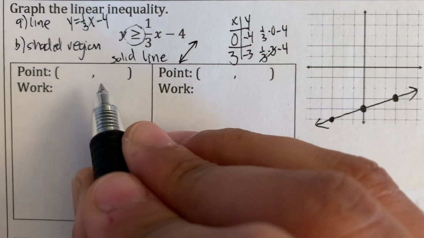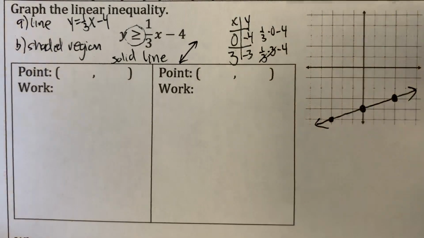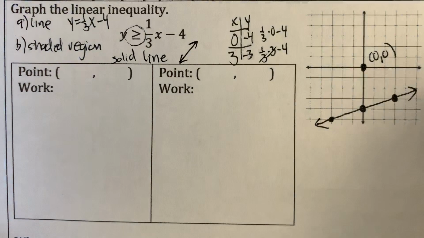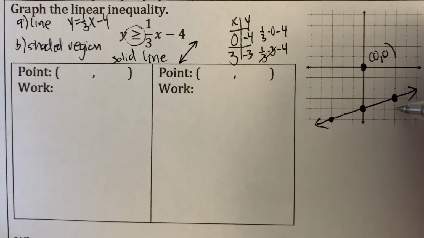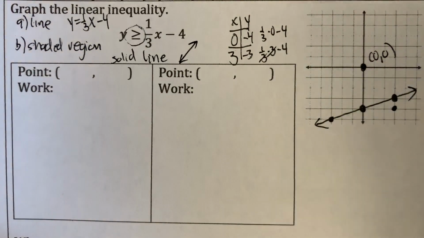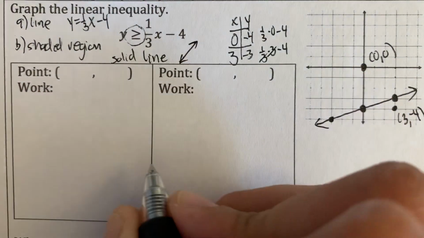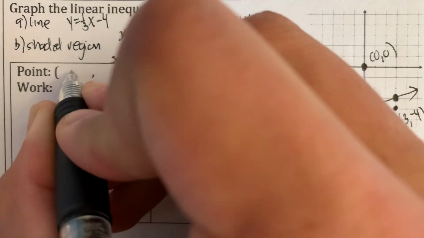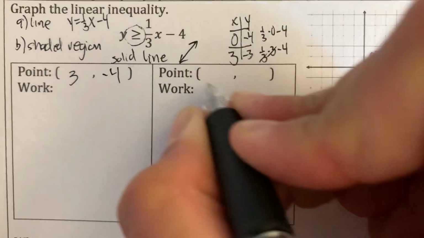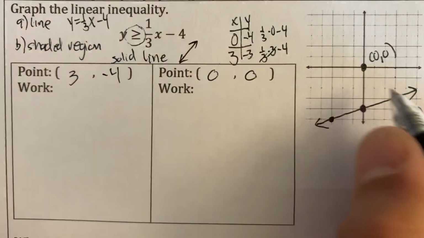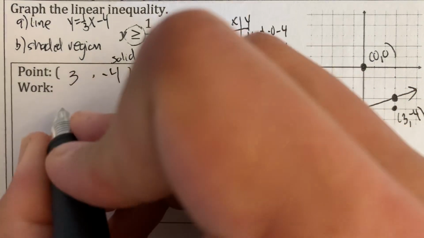To find the shaded region, we choose one point from each side. I always suggest choosing (0, 0). It just makes it easiest. And then we can choose this point right here, which is (3, -4). We take our two points, (3, -4) and (0, 0), and plug those into our inequality to see which side to shade.